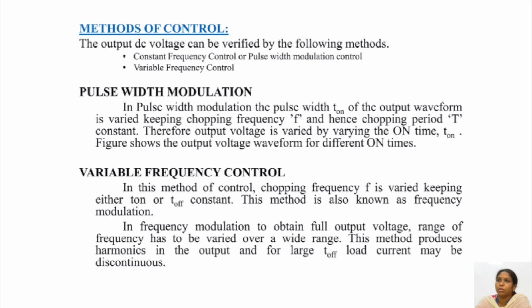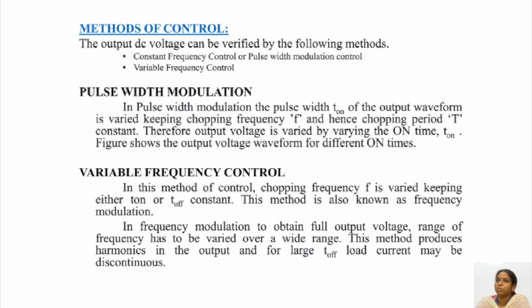The methods of control. The output DC voltage can be varied by the following methods: constant frequency control or pulse width modulation control, and variable frequency control. The first one, pulse width modulation: the pulse width T on of the output waveform is varied, keeping chopping frequency f, and hence the chopping period T, constant. Therefore, the output voltage is varied by varying the on time T on, and it shows the output voltage waveform for the different on times.